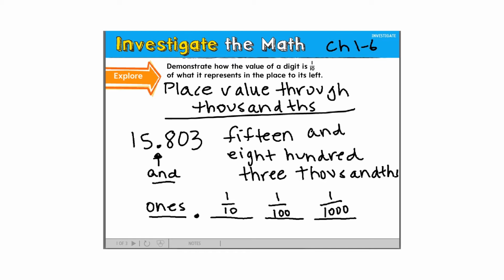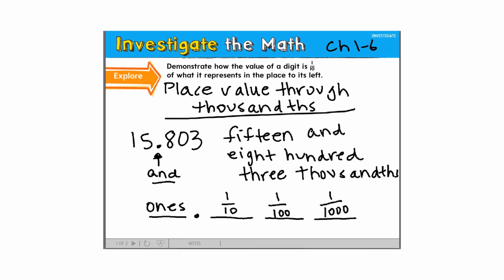So you have to remember that. As you work down this way, it's by 10. So 10 times 10 is 100. 100 times 10 is 1,000. So it's getting smaller by tens. So here's how you would write that number.